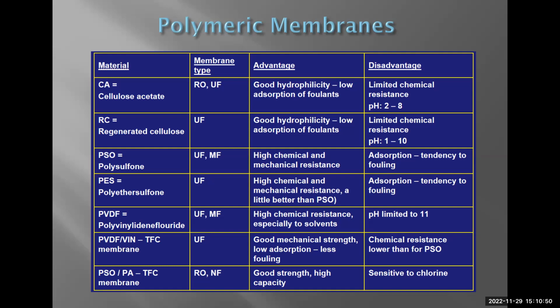They have a high chemical resistance. Some of them might be a little better with solvents, and they have a good mechanical strength with a little bit lower absorption than a polysulfone membrane or a polyethersulfone membrane. They may have certain sensitivities such as chlorine, and always refer to your membrane's cut sheet that tells you what the pH ranges are, the temperature ranges, and also any sensitivities.